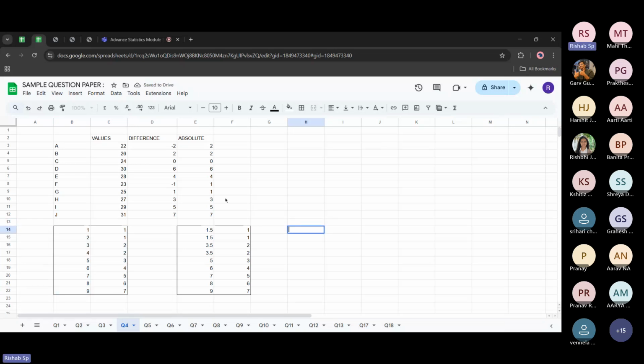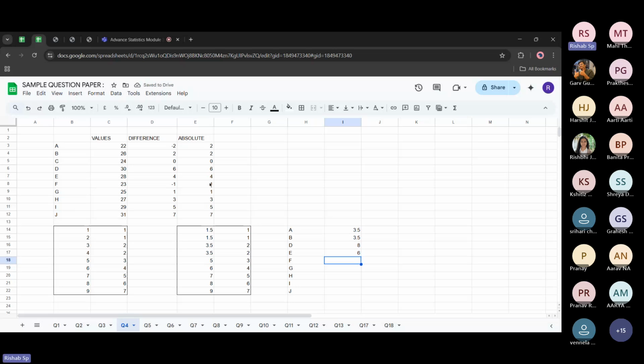Okay. We have these members out there. So for A, the absolute value is 2, what's the rank? 3.5. Fine. For B, the absolute value is again 2. What's the value? 3.5 itself. For C, we are not considering him because his difference is 0, right? For D, we have 6. 6's rank is 8.